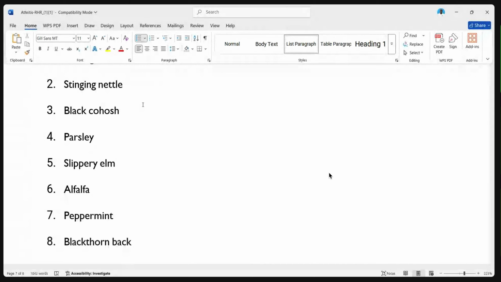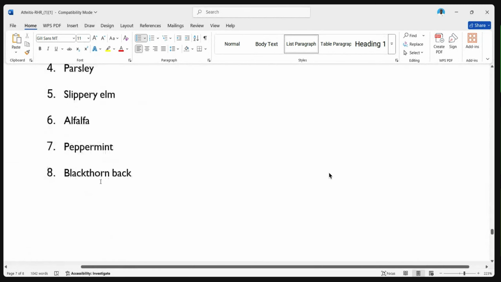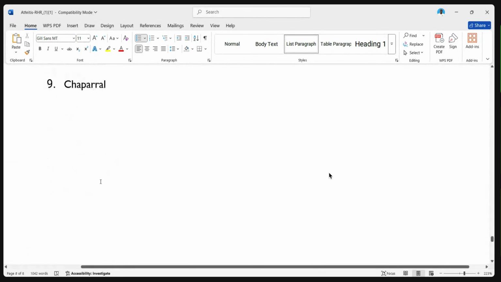Peppermint will help, but what this other can do? What peppermint can do, the others can also. We are including moringa majorly because it's one of the best herbs that is having a lot of phytochemicals. Then we have blackthorn bark. You can also use that, and chaparral.